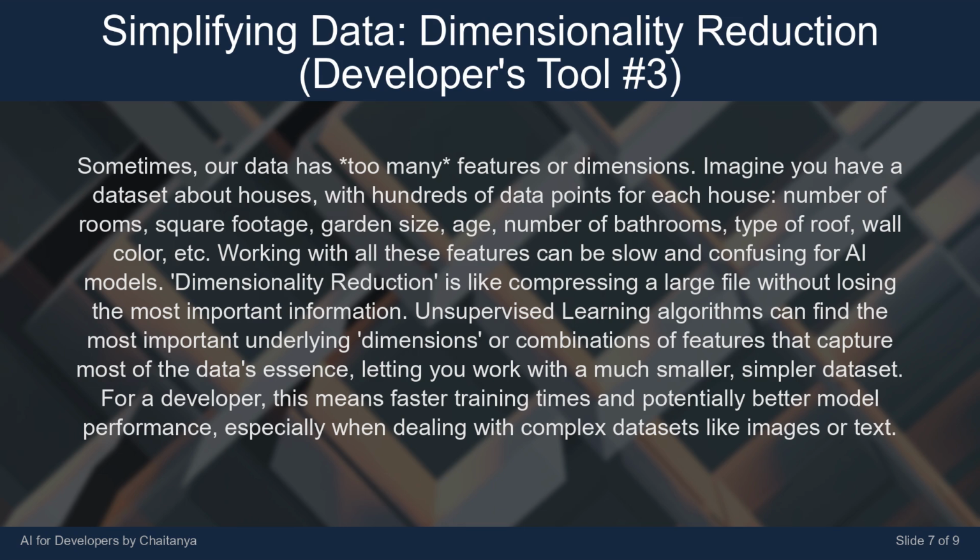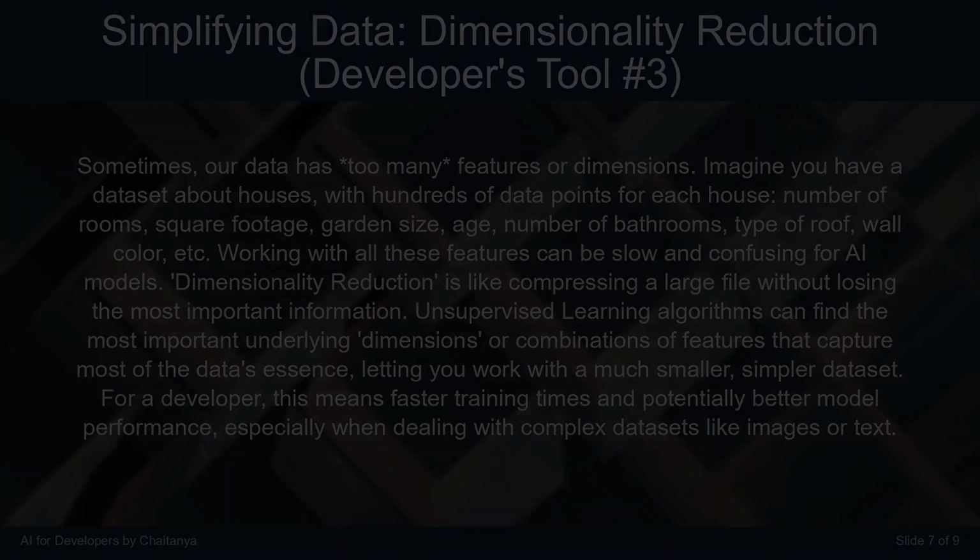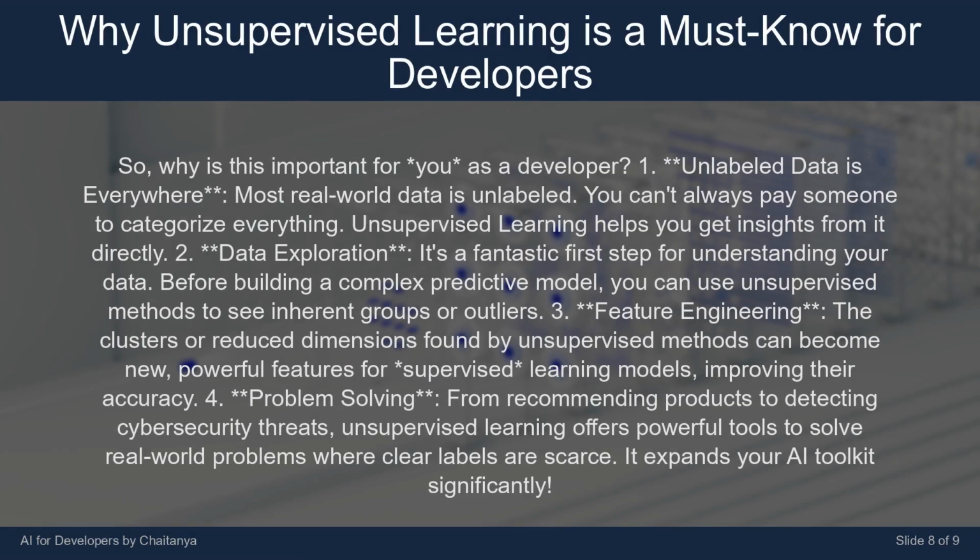For a developer, this means faster training times and potentially better model performance, especially when dealing with complex datasets like images or text. So, why is this important for you as a developer? 1. Unlabeled data is everywhere. Most real-world data is unlabeled. You can't always pay someone to categorize everything. Unsupervised learning helps you get insights from it directly.